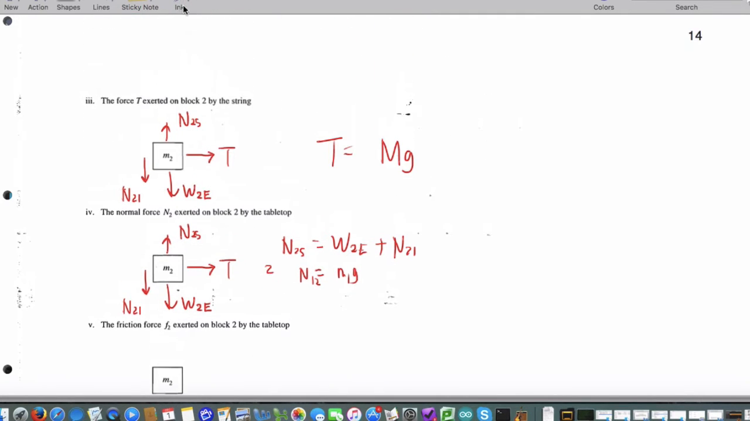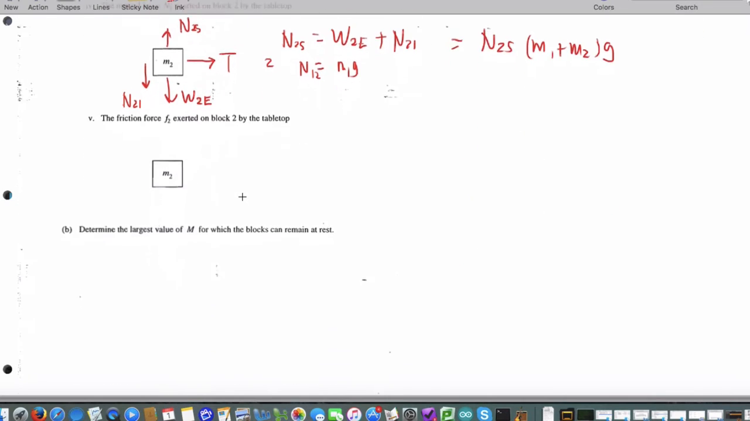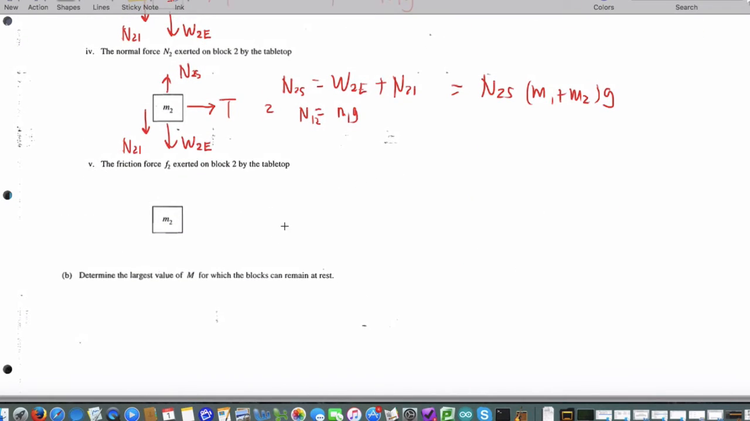So taking all that into account, I'm going to get that the normal on 2 due to the surface is going to be M1 plus M2 times g. The friction force exerted on block 2 by the tabletop is going to be F equals mu 2 static times this normal force that we got in 4, which is going to be M1 plus M2 times g. That's the idea for that normal force.